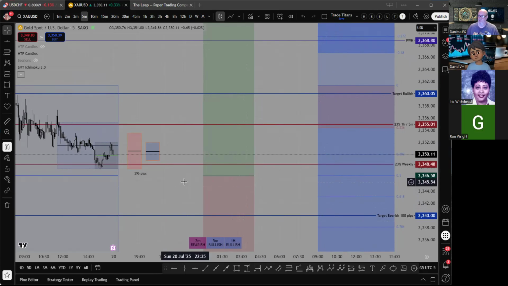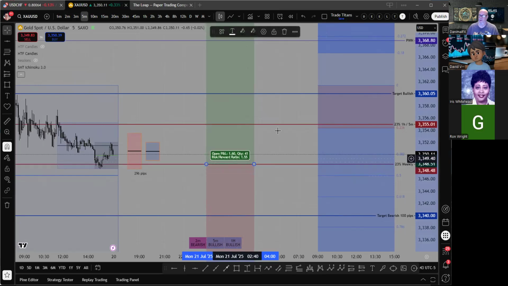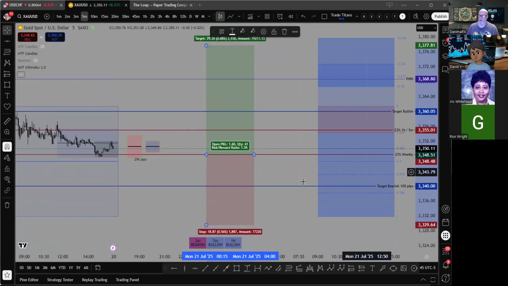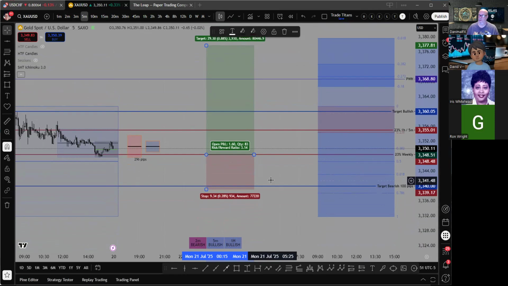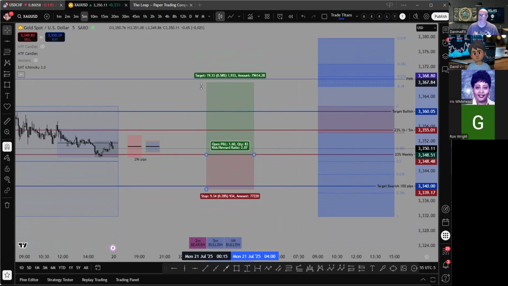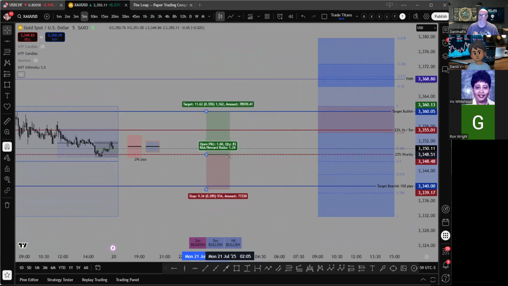So if price makes it below the weekly 236, so if it stays above this, I'm looking for entries here. What is the stop loss? Somewhere around here, which works for me. And then making my take profit right about there. This is called range trading.